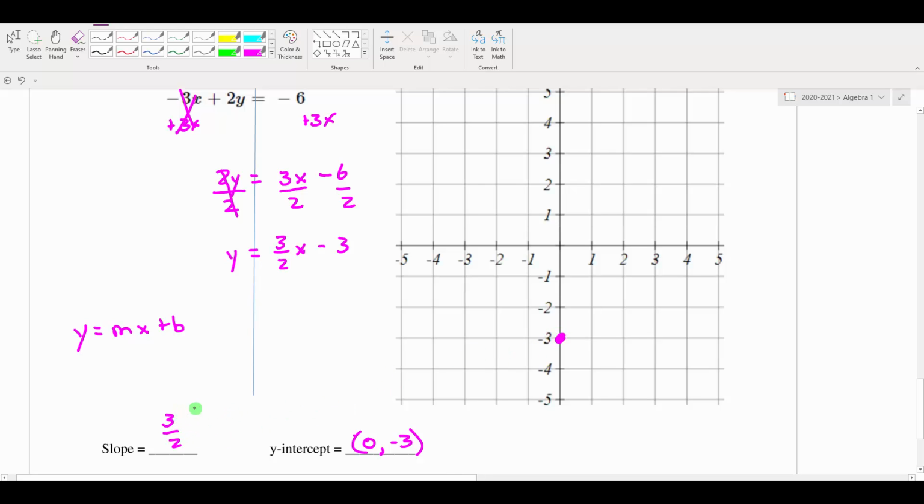Okay, so remember, this is rise, and this is run. Okay, so if I have a +3, that means I'm going to go up 3. So I go 1, 2, 3, and then the run is a +2, so it means I'm going to go to the right 2. 1, 2. So my next point will be right here according to my slope, and then I draw a line through those 2 points.